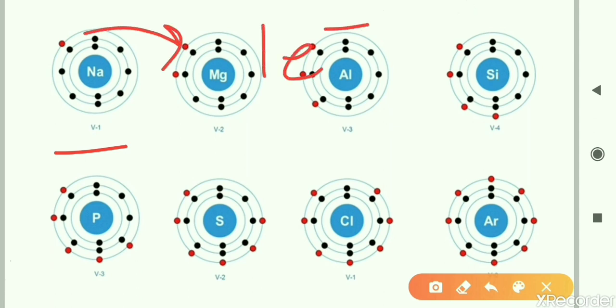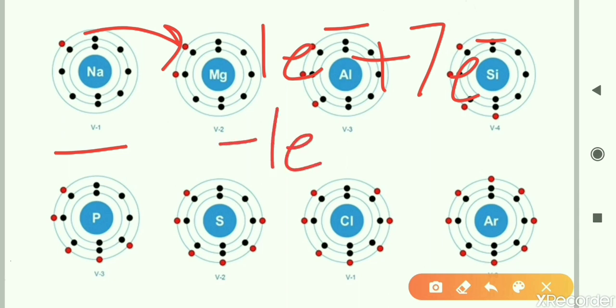To make 8 electrons, it has to accept 7 more, because as per the octet rule, the outermost shell should have 8 electrons. Here only 1 is there, so it needs 7 more to make 8. Another case is also there. If this electron is easily lost by the atom, if the atom loses 1 electron, then the outermost shell will change. From the M shell, it will become the L shell.